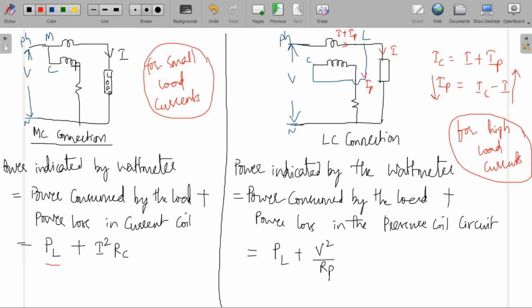Now here in the MC connection, the current coil is connected on the load side. Here in the LC connection, the pressure coil is connected on the load side. You can say it like this: in one, the current coil is connected on the load side; here, the current coil is connected on the supply side. If the current coil is connected on the load side, the type of connection is called MC connection. If the current coil is connected on the supply side, the type of connection is called LC connection.